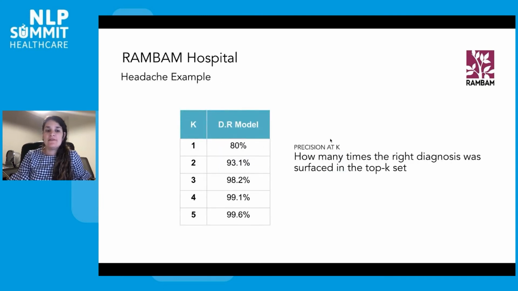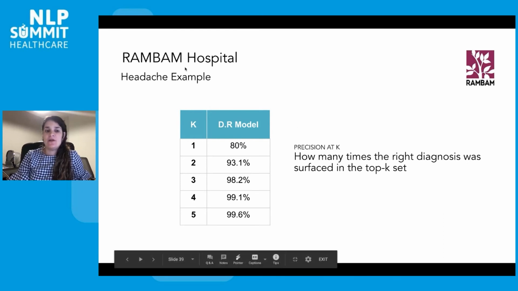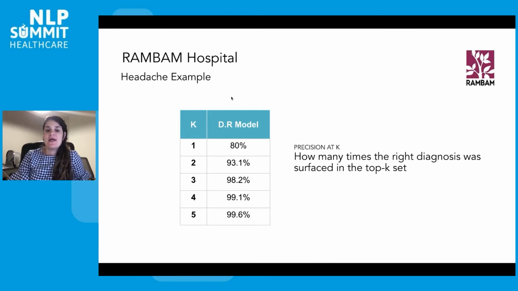So taking all headache examples, we trained a model on the headache samples, and we got a result of predicting the right diagnosis in the first top 3 recommendations with 98% accuracy. If we recommend to the doctor just the first recommendation of diagnosis, we got an accuracy of 80%.